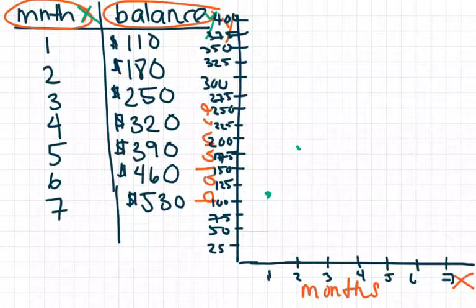And we're going to keep on going. Month 3 is $250. We're going to start with 3 and go up to $250, which is right here. I'm going to erase, and make sure that 3 is at 250. Put a nice dot there. The next one, 4 and 320. I'm going to start with 4 and go up until I get about 320, which is right underneath there.